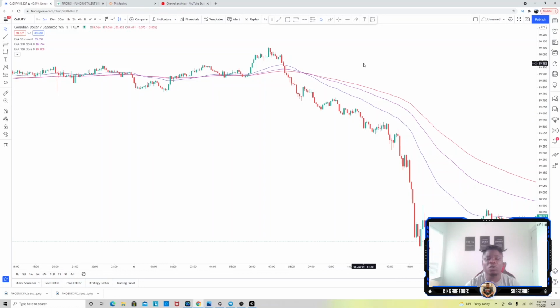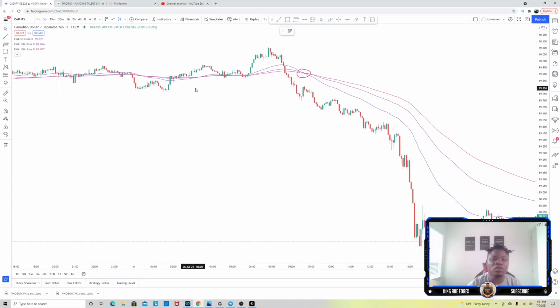So what you need to do is wait for the 50 here on the 5-minute time frame to cross the 100 and also the 150 EMA. That's what you need to be looking out for. Once we have that, what we also need to wait for is a pullback. Once we have that pullback, then we can get in the trade right after that.